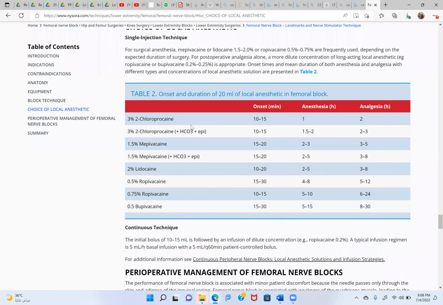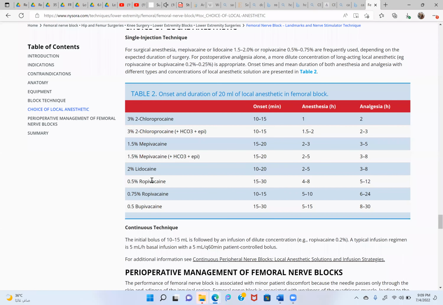Of course, you know why 2-chloroprocaine is used. What is the advantage for it? Very short acting. It is an ester, so it is metabolized by plasma esterases.